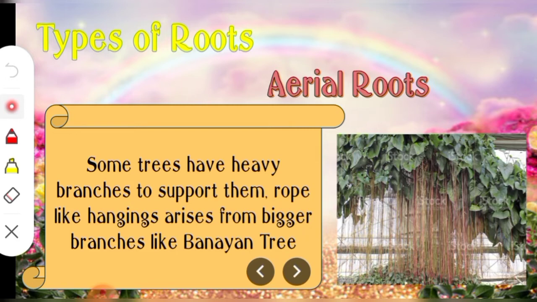Another important type of root is the aerial root. Some trees have heavy branches to support. They are like a rope hanging from big branches, like the banyan tree. Okay, now let us come back to the story of Abdul.